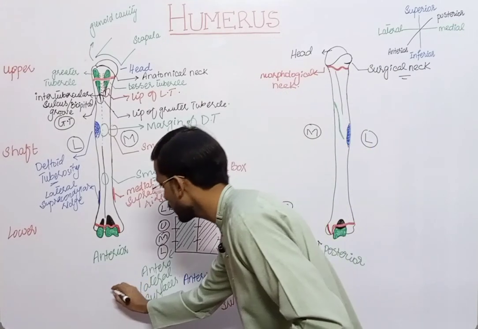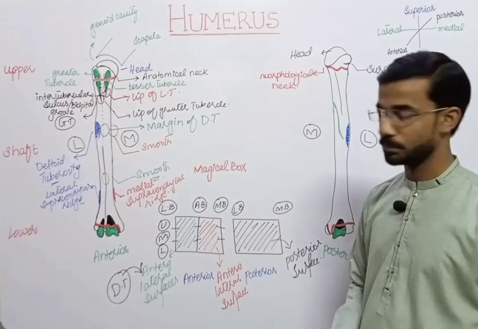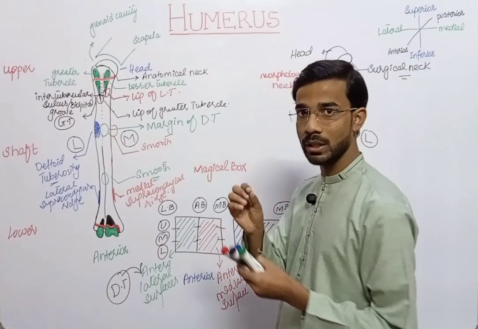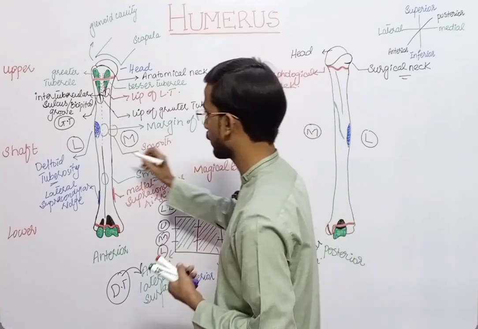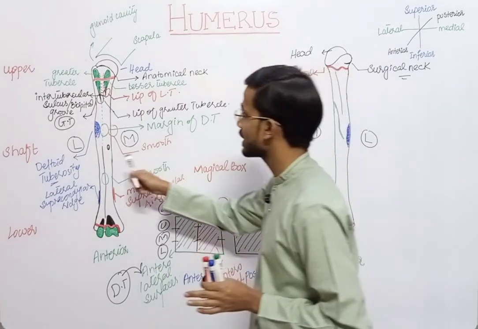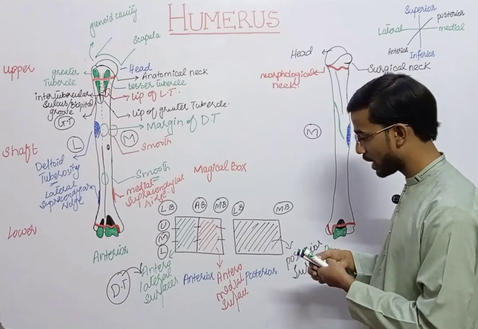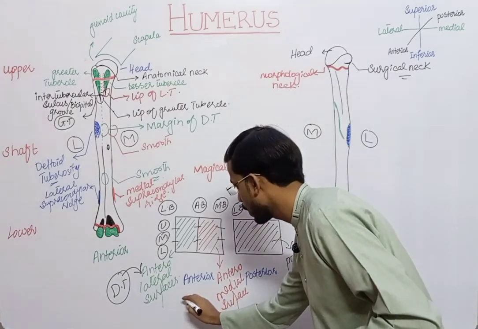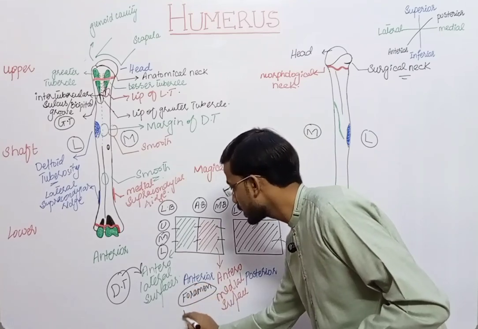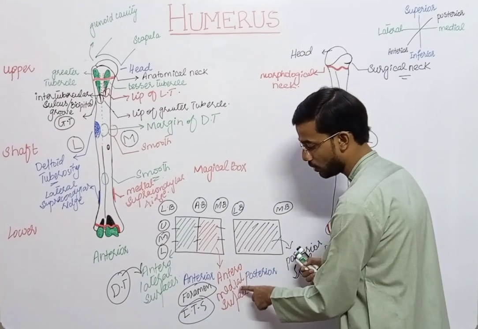The important component is the deltoid tuberosity, which is present in the anterolateral surface. This is actually the anteromedial surface. At the anteromedial surface, two basic components are present. First one is the foramen of nutrients, and second one is the intertubercular sulcus, which is present between these two components. These two components are present in the anteromedial surface.